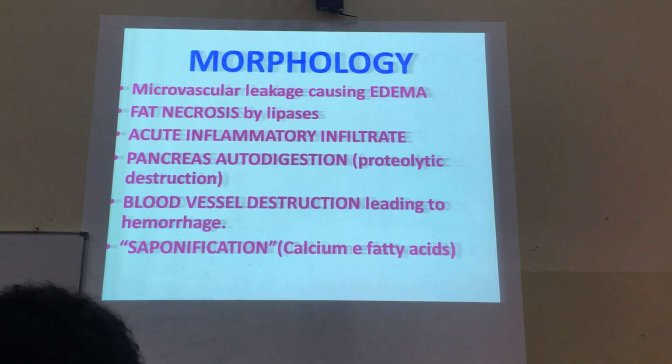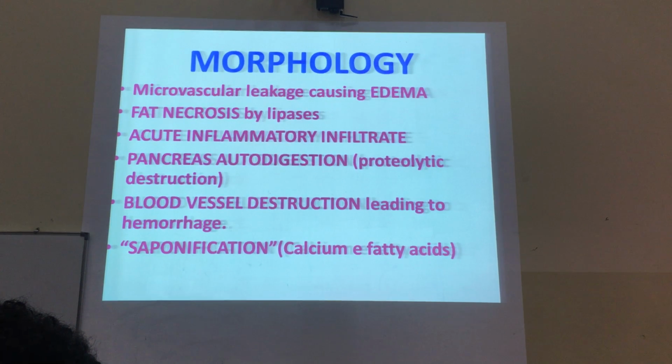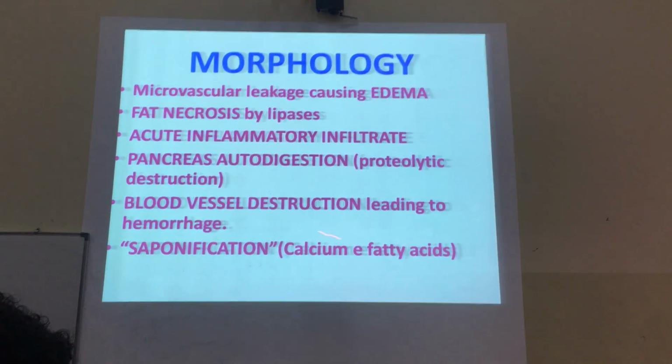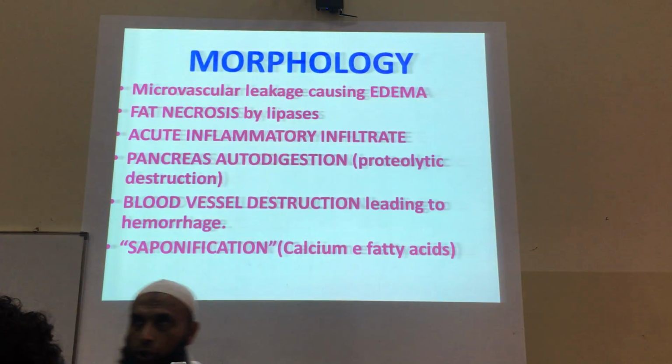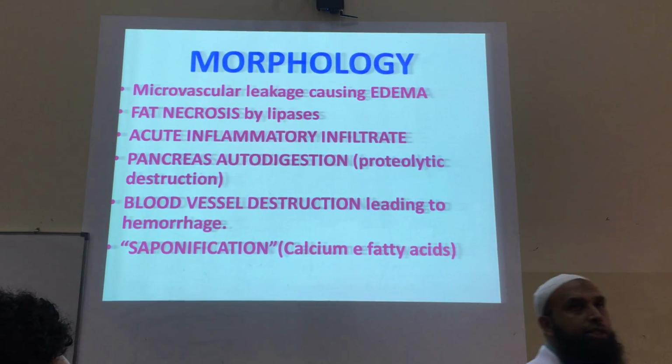And we can also have saponification. You know that soap, sabun, okay? So if you know the consistency of sabun, because it contains a lot of fat, the fat combines with calcium to make hard soap-like substances in the epigastrium. So in a lot of different areas you will find these hard soap-like fragments. Microscopically they are fatty acids, fatty cells, along with excessive calcium. So they combine with each other to make saponification.